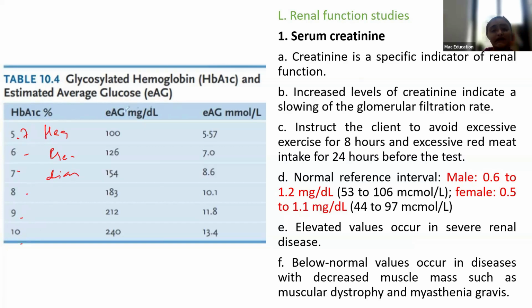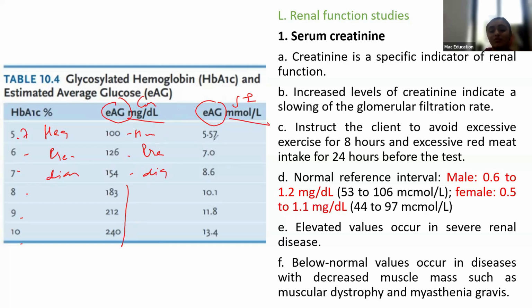We can say estimated average glucose, in mg per dL and millimole per liter. This is the conventional unit. This is the SI unit. So the value of EAG in conventional units is different. If it is 100, it can be called healthy. If it is 126, it is pre-diabetes. If 154, then it is diabetic. Then these are poorly controlled, the worst forms of diabetes.